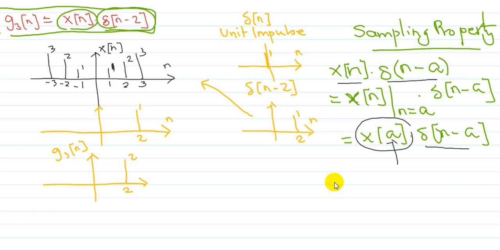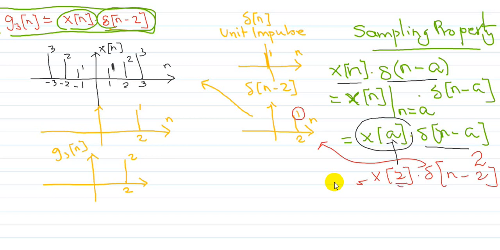Okay, so now in this case, the value of a in our case is 2, if you see from the question. So it means I'm getting the signal x of 2 into delta of n minus 2. Delta of n minus 2 is nothing but the same signal here. But what about the signal amplitude value? This will be the value of the signal at n equal to 2, and the value of the signal at n equal to 2 is 2, so my sample amplitude will become 2, like what we have here.